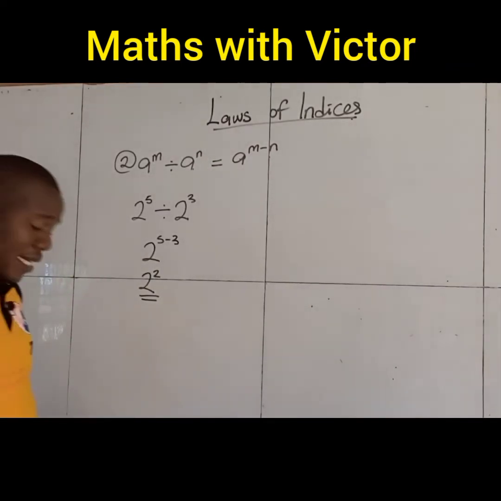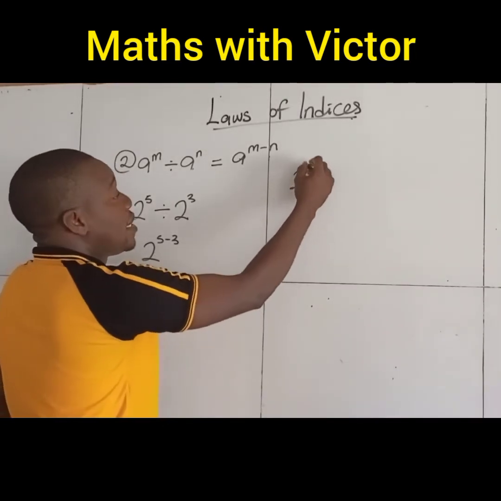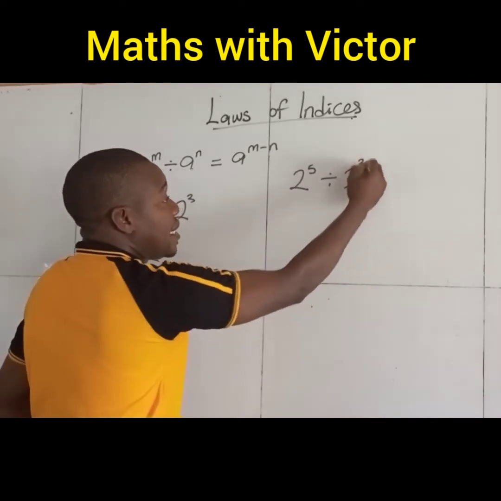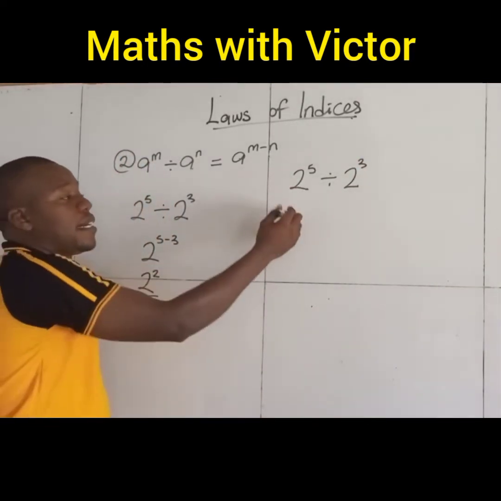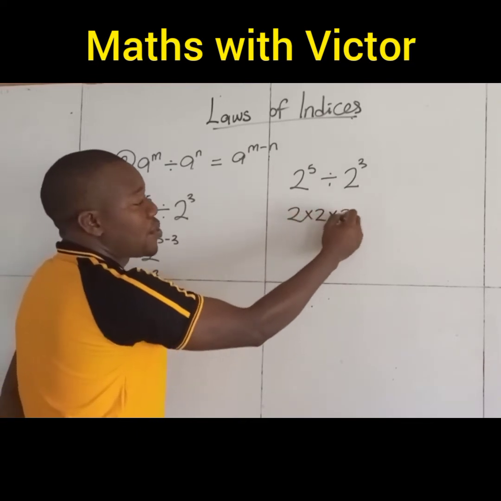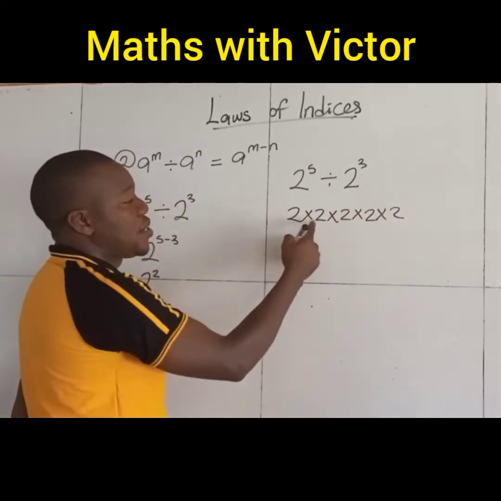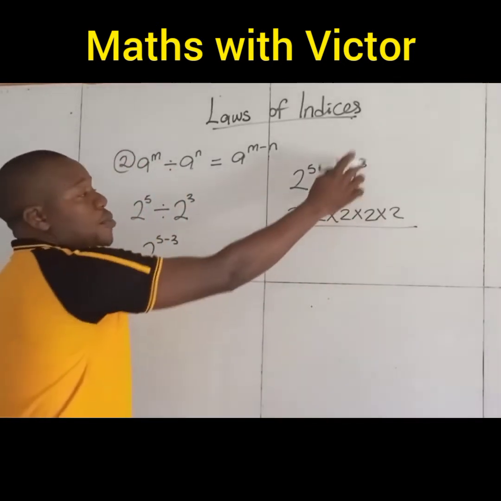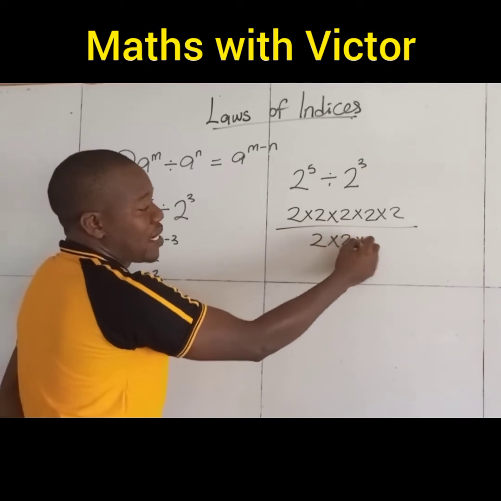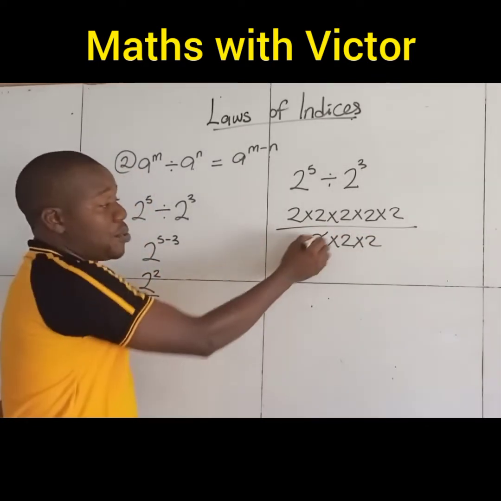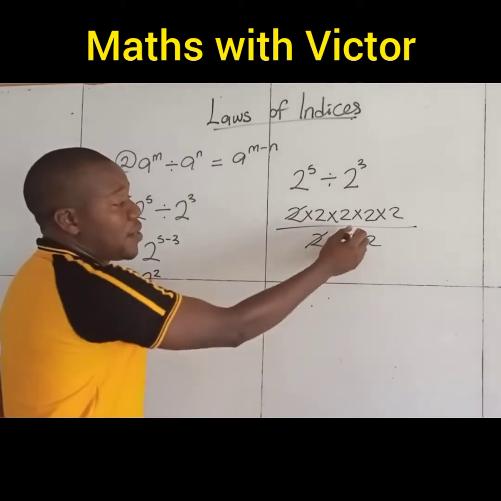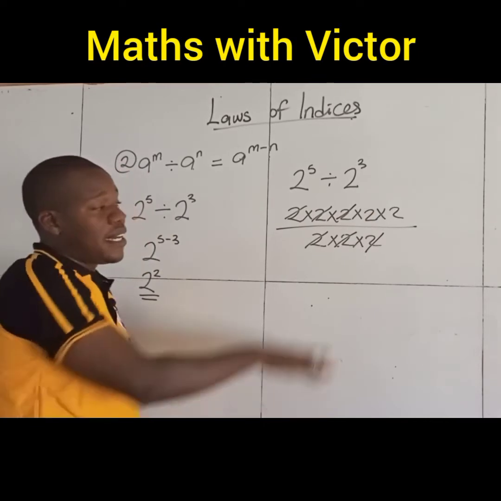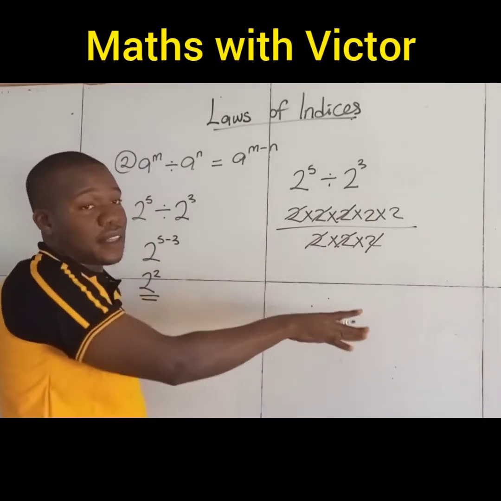Just like I did previously, we can also solve this problem by repeated multiplication. 2 raised to the power 5 divided by 2 raised to the power 3. I can expand this number as 2 times 2 times 2 times 2 times 2, 1, 2, 3, 4, 5. Of course, divided by 2 raised to the power 3 is 2 times 2 times 2. Then we cancel one of the 2's up, 1, 2 here, cancel 1, 2 up. And then the last 2 cancels the last 2. At the denominator, we are left with nothing, 1.